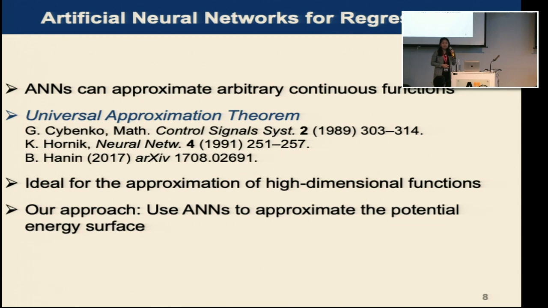Before going into the details of the methods, I would like to give some references that you could also look at. The neural network that we use is for continuous functions, and these 3 references are good to look at. This kind of method can be used to approximate high-dimensional functions. In our approach, we use a neural network to approximate the potential.